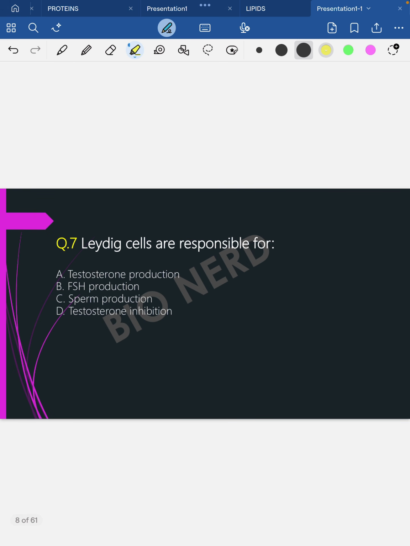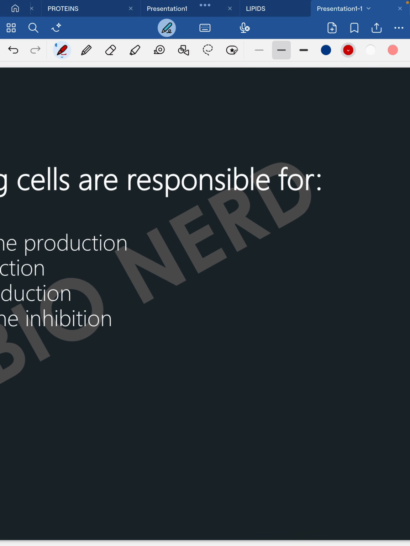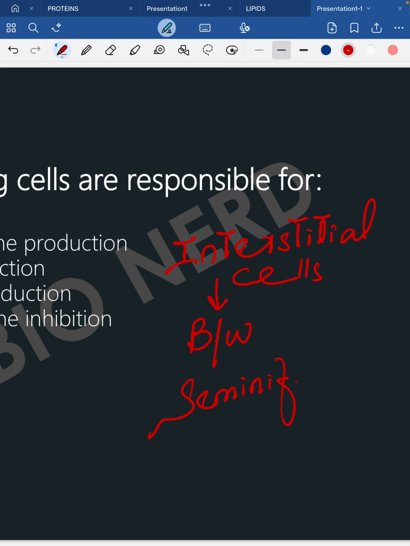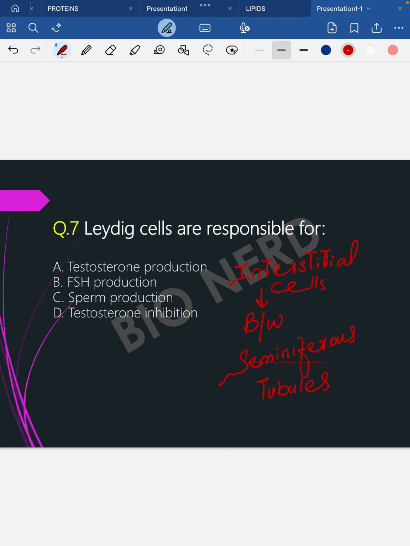Okay, question number 7. Leydig cells are responsible for. Leydig cells are also known as interstitial cells, okay, and interstitial cells are present between the seminiferous tubules. Because they are present between the seminiferous tubules, that's why we call them interstitial cells, and they secrete testosterone. So the answer will be testosterone production.